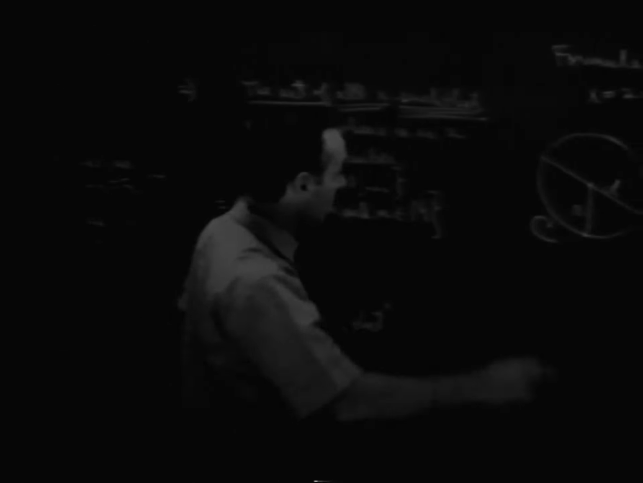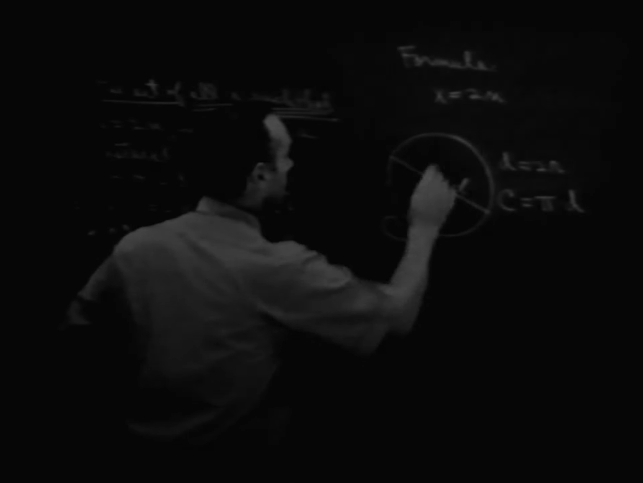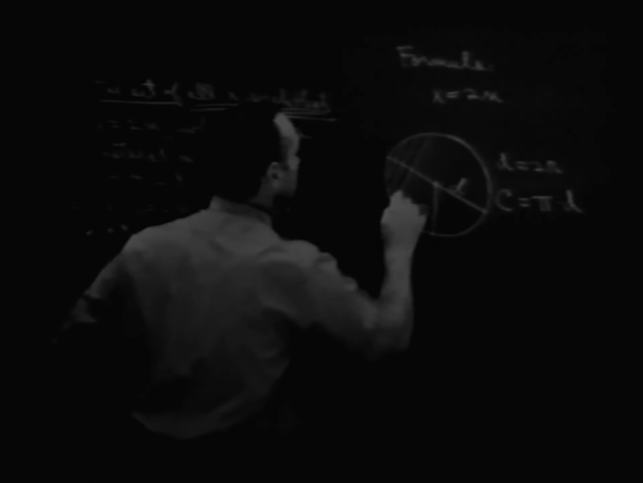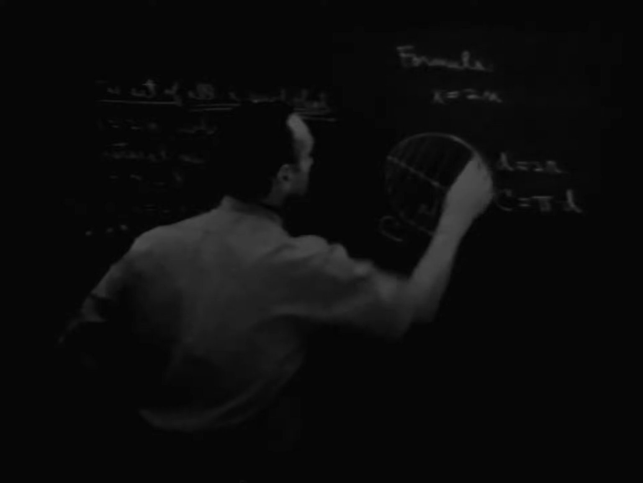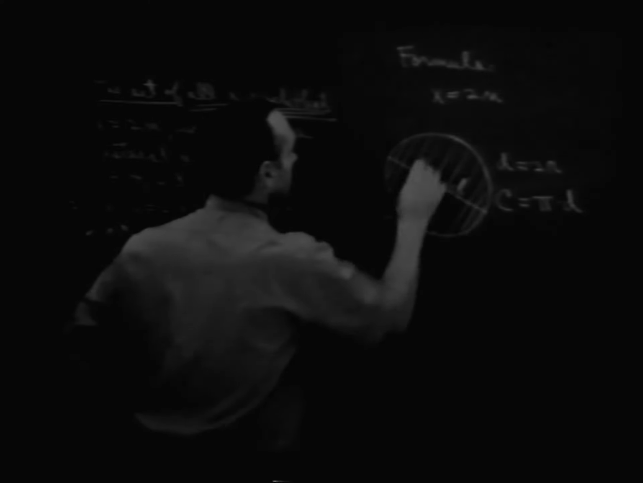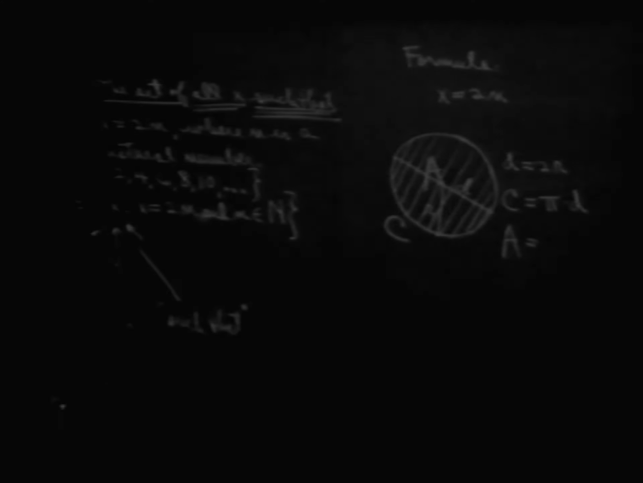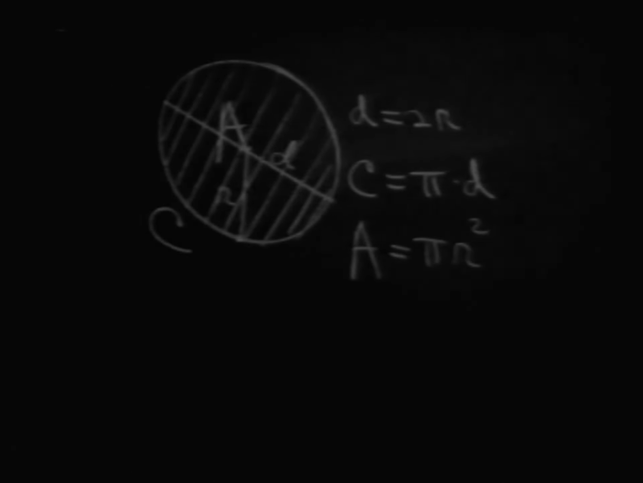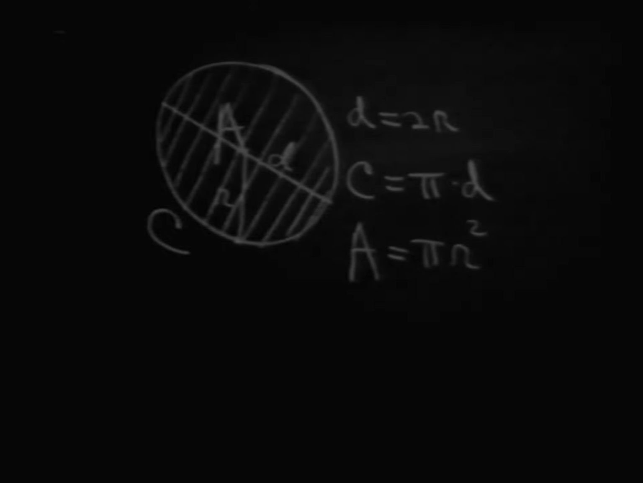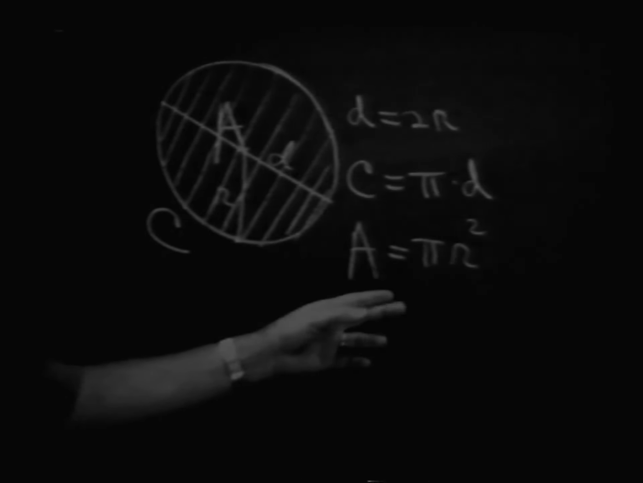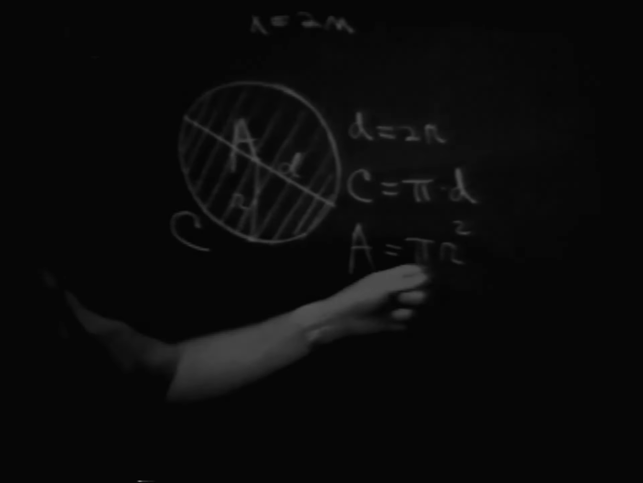Good. Does anyone happen to remember? Suppose I shaded this circular region here, and I'm interested in the area, call it A, for this circle. Chuck, what is the formula for the area? Pi times radius squared, which we may write as pi r squared. Is that right? Okay. This is a formula, because it relates one variable in terms of another.